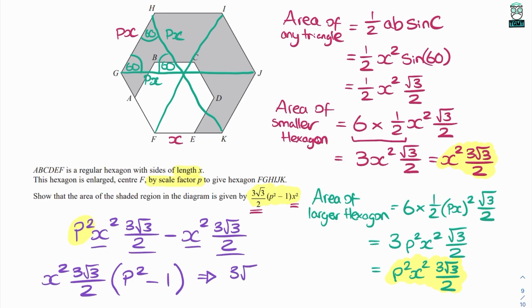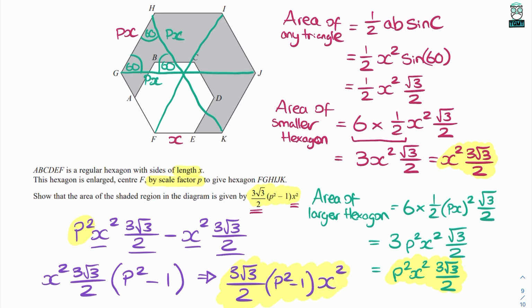3 root 3 over 2. Then the bracket, p squared minus 1. And then the x squared. And there we go. That's all of that shown.